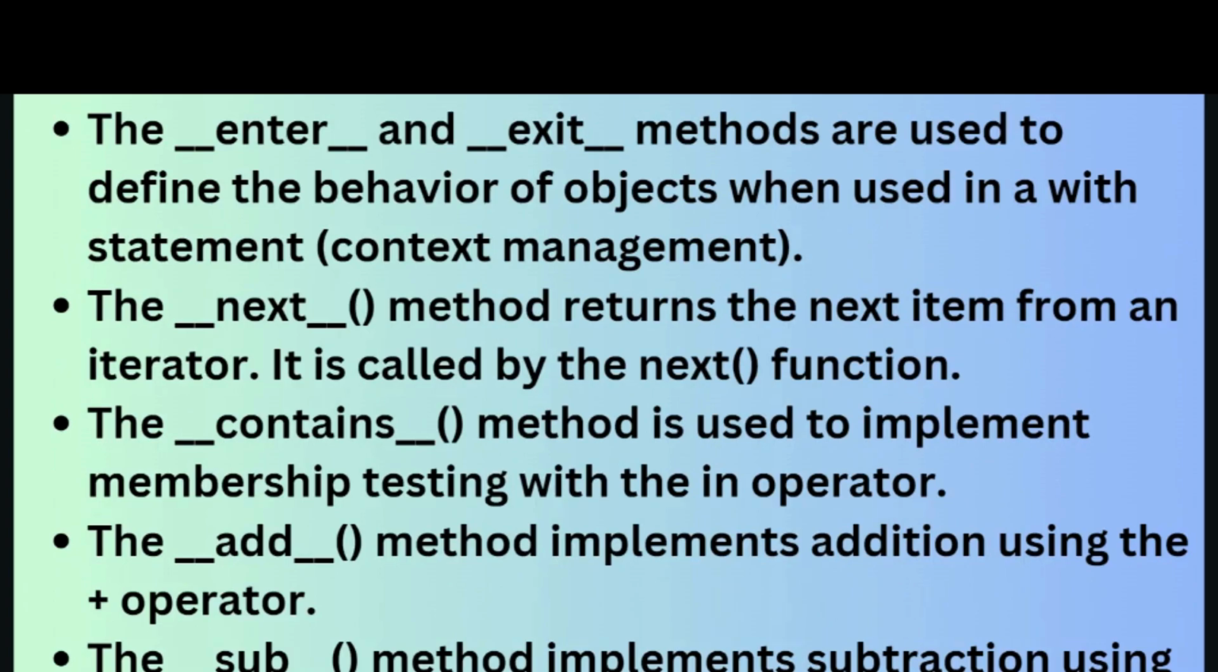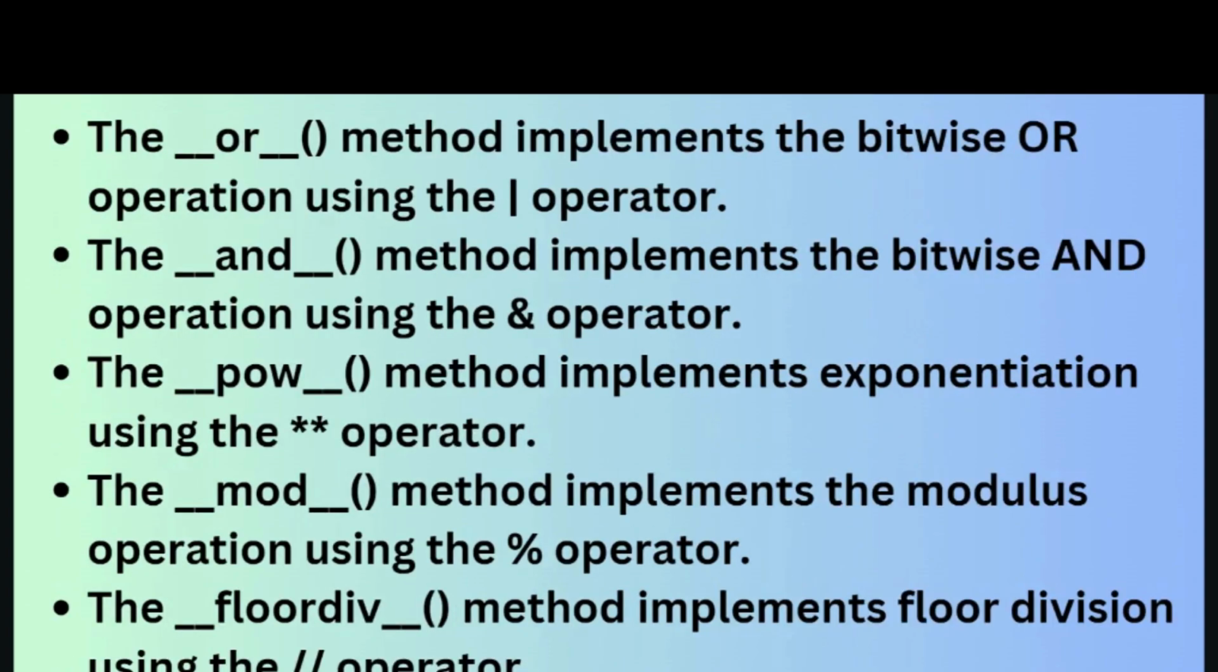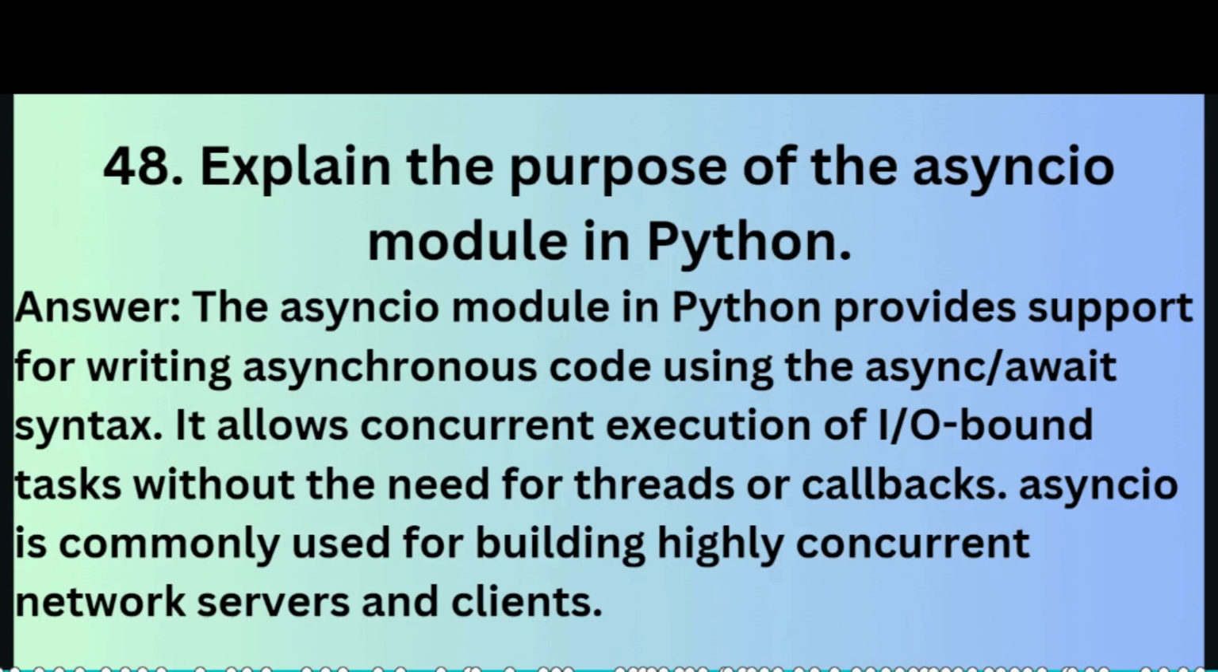The __add__ magic method implements addition using the plus operator. The __sub__ method implements subtraction using the minus operator, like the equal operator, the less than or equal to operator, and the greater than or equal to operator, and XOR. These are the bitwise operators. And the __and__ method, __pow__ method, __mod__ method, and floor division method, these are all the magic methods we are using in Python.